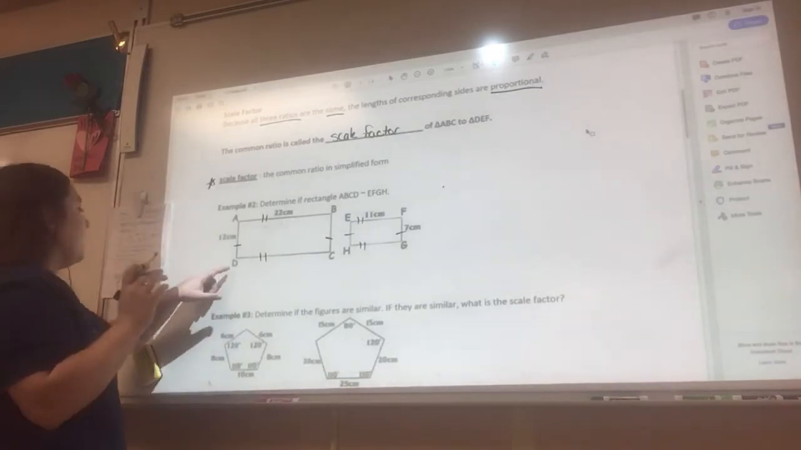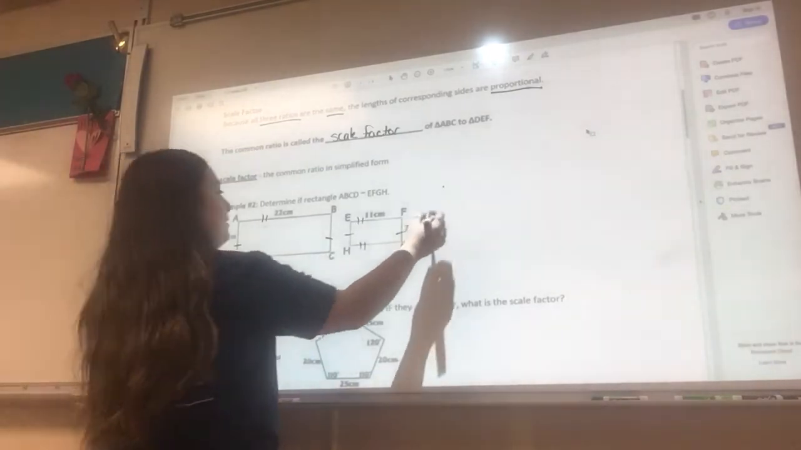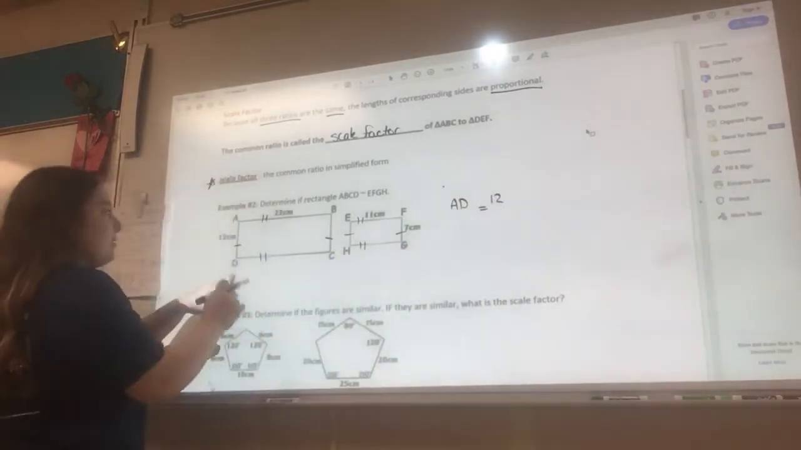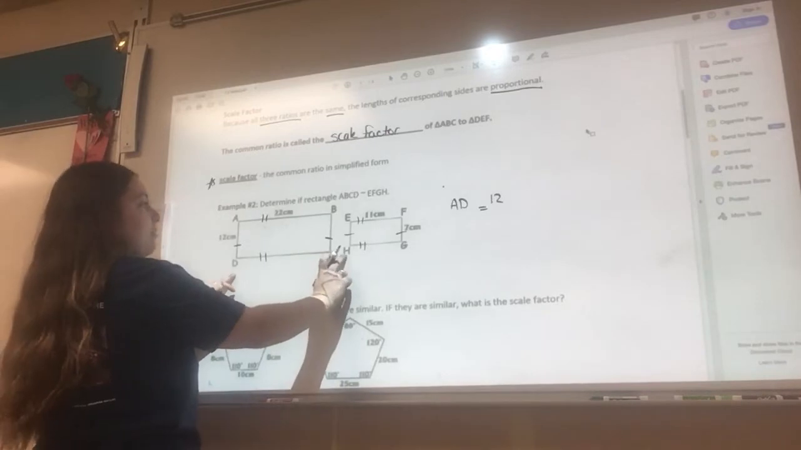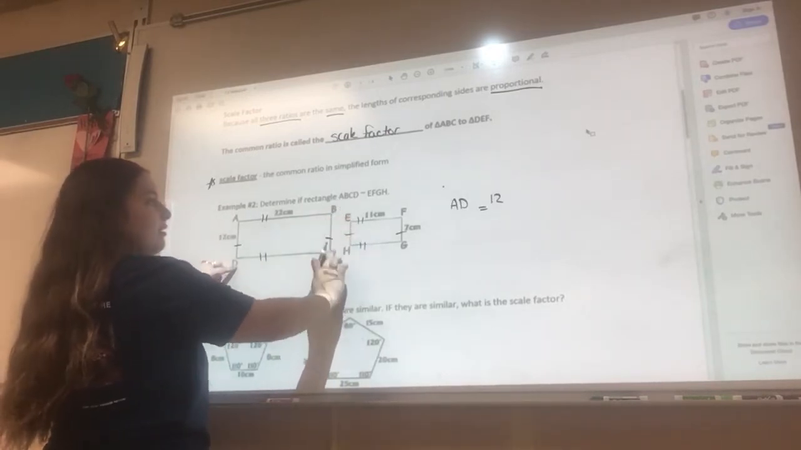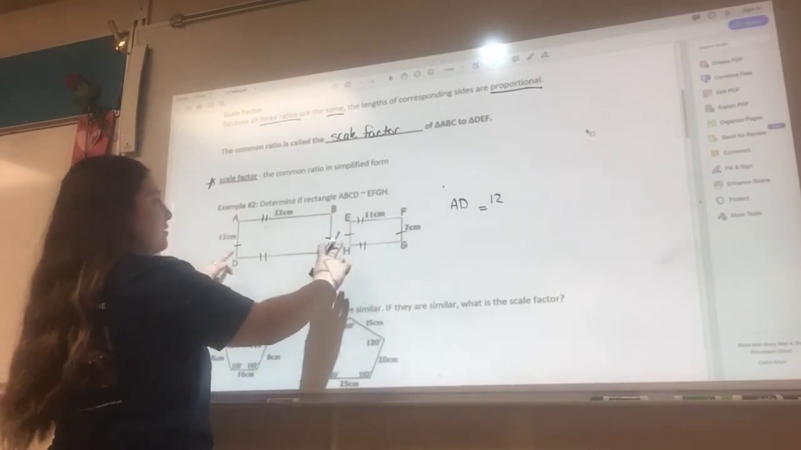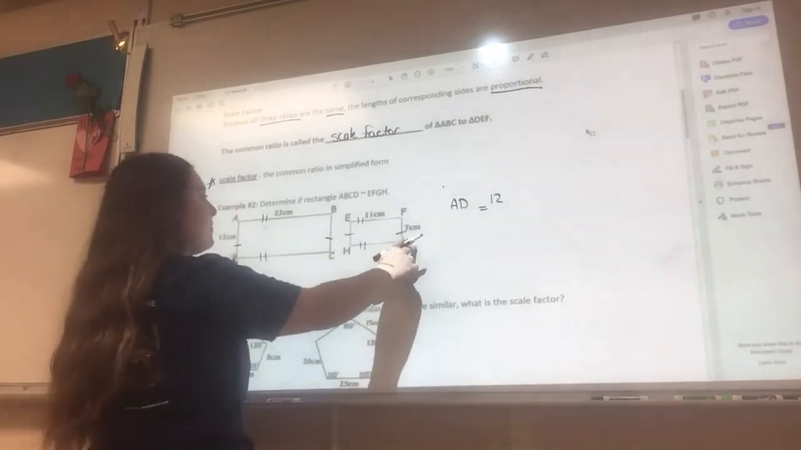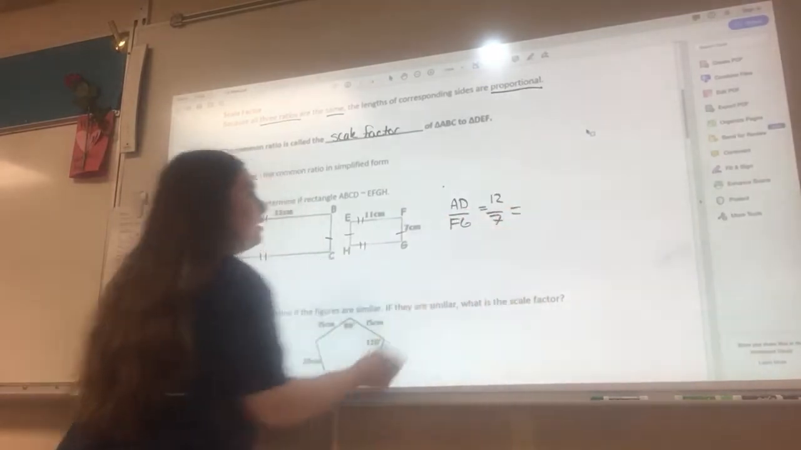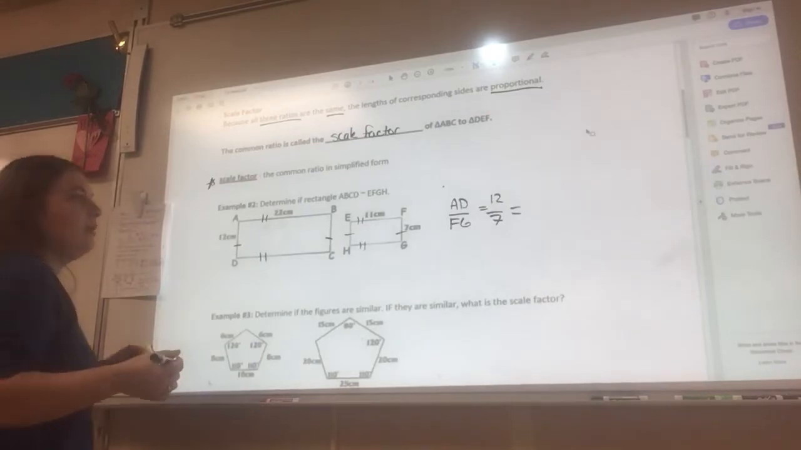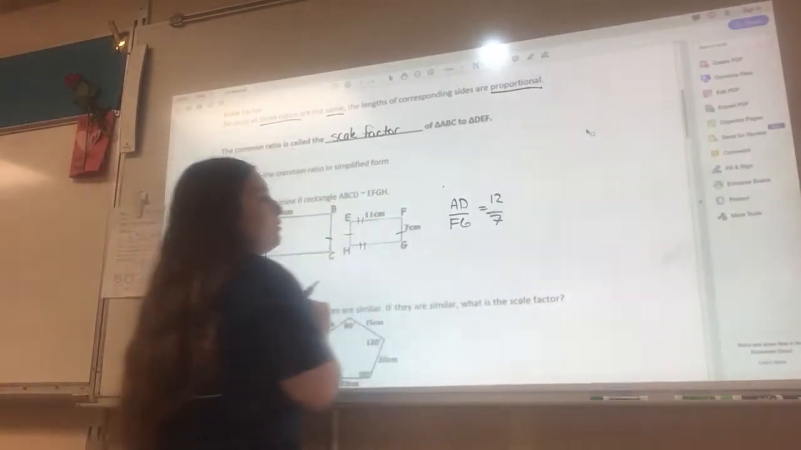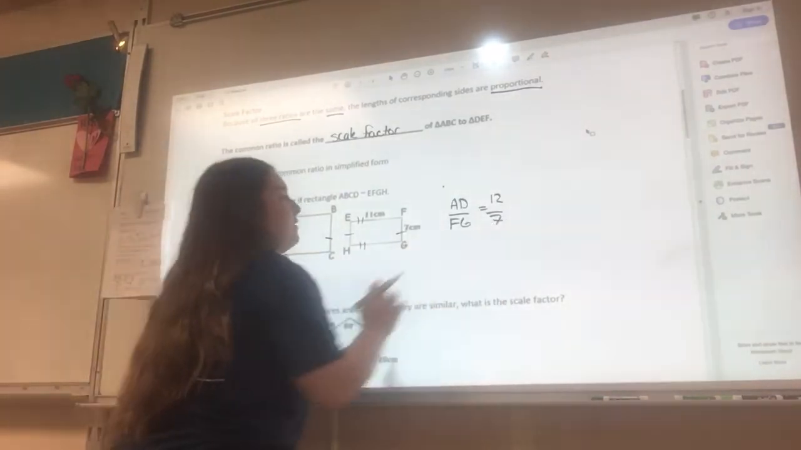So I'm going to first look at AD, which is 12. And we know since AD is in the same area as EH, we should see that 7 correlates with it. So we're going to check with FG, which is 7. So we have 12/7. And can we simplify that? We can't. 7 does not go into 12 at any point. So we need to look at 12/7.